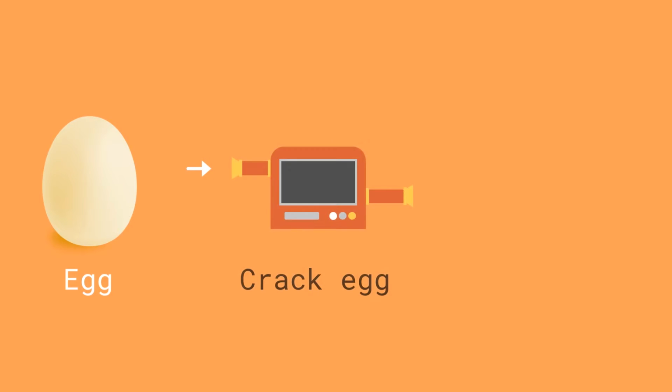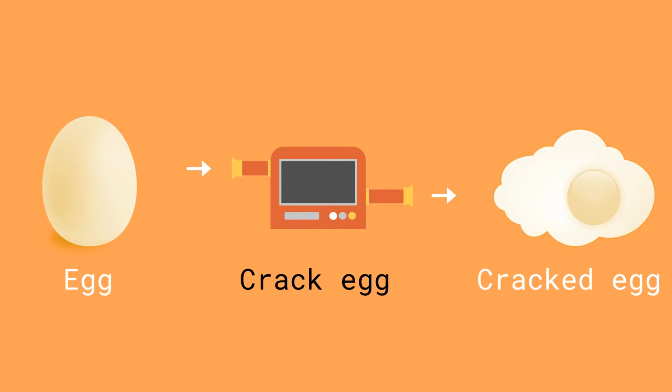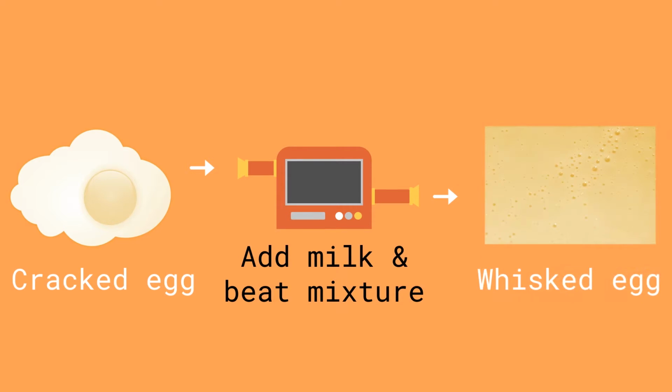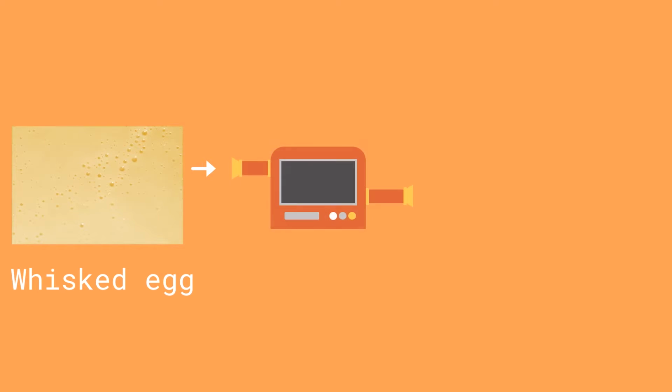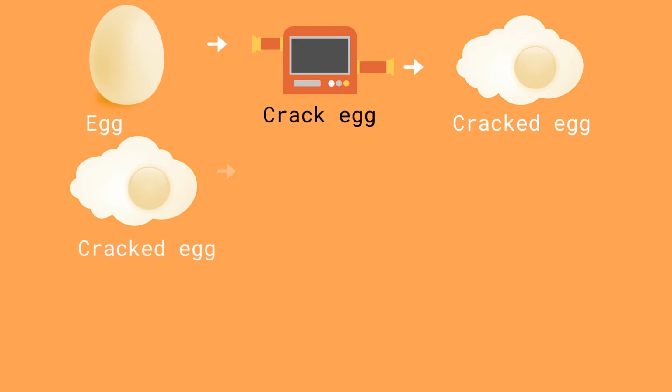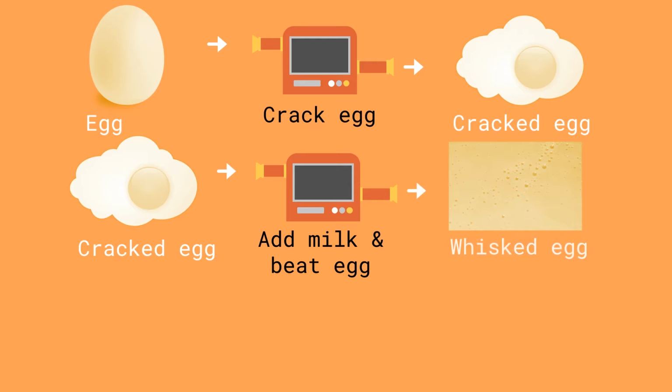Let's have an example. Suppose you wanted to scramble some eggs. We can think of this as a series of smaller functions whereby the output of one function is used as the input for the next. Of course, as you can see, our first step is to crack the eggs, which would result in a cracked egg. Our next step is then to add milk to the cracked egg and beat the mixture, which will result in a whisked egg. And finally, we'll add this whisked egg to a pan and cook until it's ready, which will output our scrambled egg. So you can see how all these smaller functions eventually snowball into a more complex function.